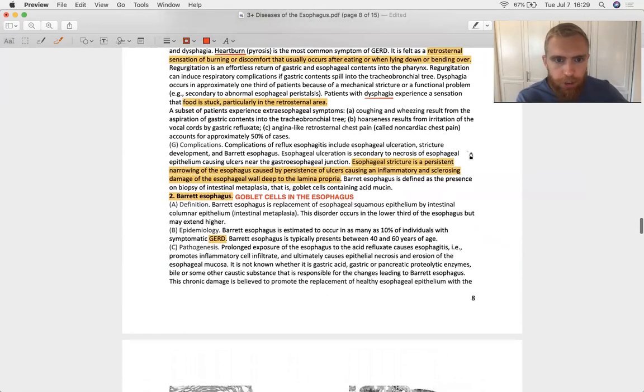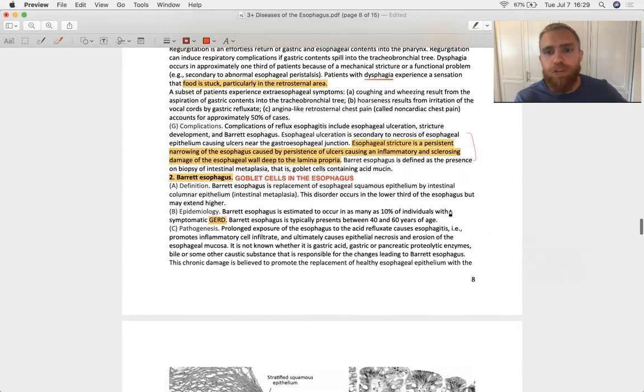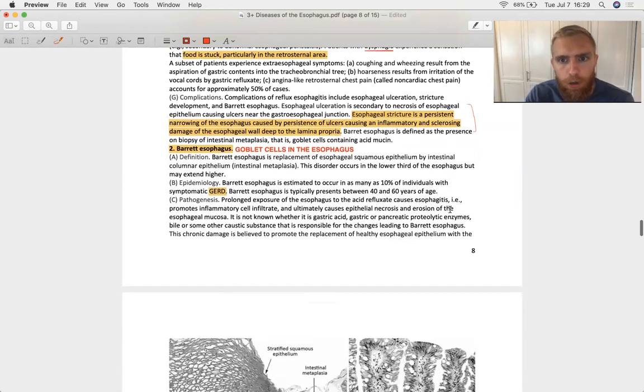We talked about a stricture. It's a narrowing caused by a persistence of ulcers causing an inflammatory and sclerosing damage of the esophageal wall deep to the lamina propria. So again, acid splashes up. Your cells don't like that. They get agitated. You get reactive necrosis. And so the cells start multiplying. You get hyperplastic. And there's a lot of extracellular tissue that gets thrown down in that necrosis as well. And that's your dysphagia.